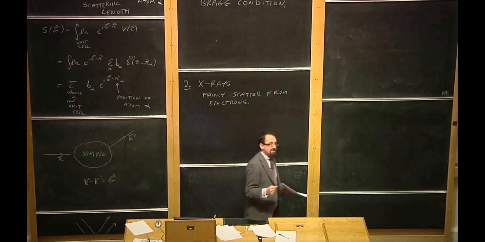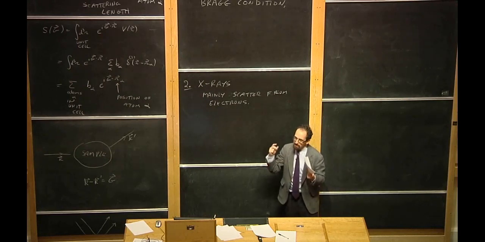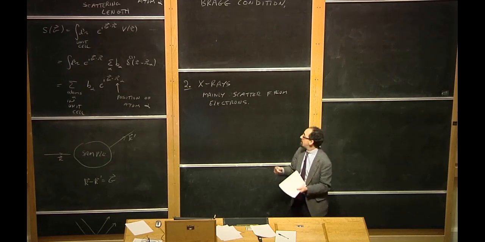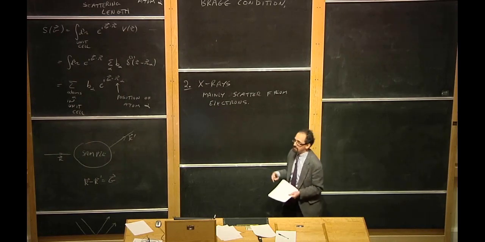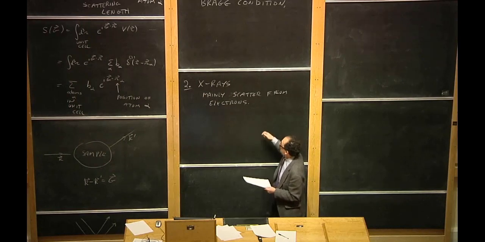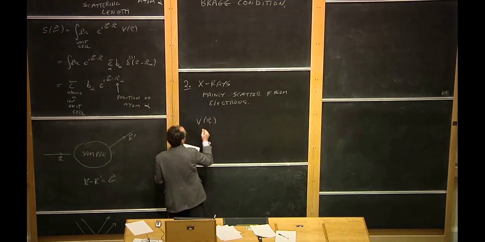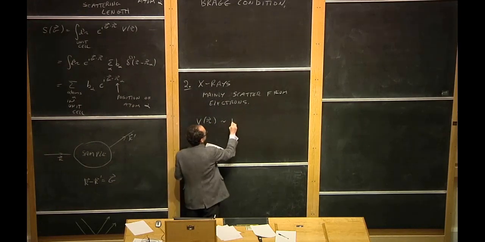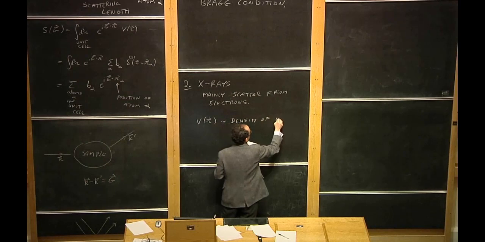There's a little bit of Thomson scattering off the nuclei, but a very, very small amount because the nuclei are very heavy compared to the electrons, and so they're very hard to scatter off of. It's hard to push them around. It's easy to push the electrons around because they're light. So mainly, V of r for X-rays, the effective interaction, is proportional to the density of electrons.